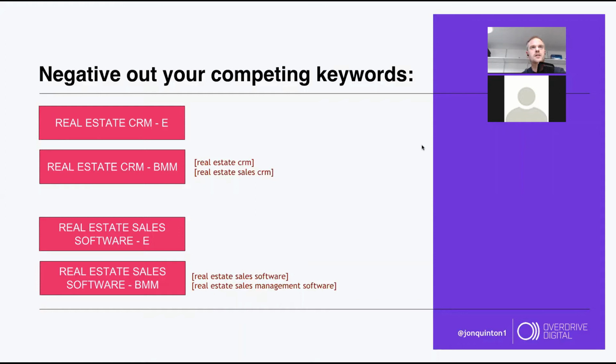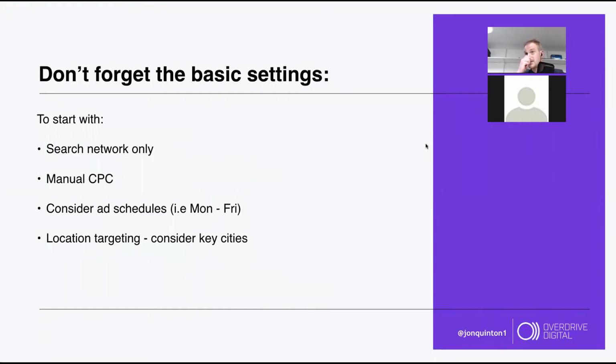Cool. Excellent. So again, basic settings, this is where you're going to lose a lot of money if you get this wrong. I would always start with search network only, manual CPC, and think about your schedules. So for B2B, normally I would start with Monday to Friday because weekends aren't always going to be particularly useful for B2B. And then location targeting. Do you want to hone in on any particular cities or locations? Get those right, and at least you're starting in a good place.